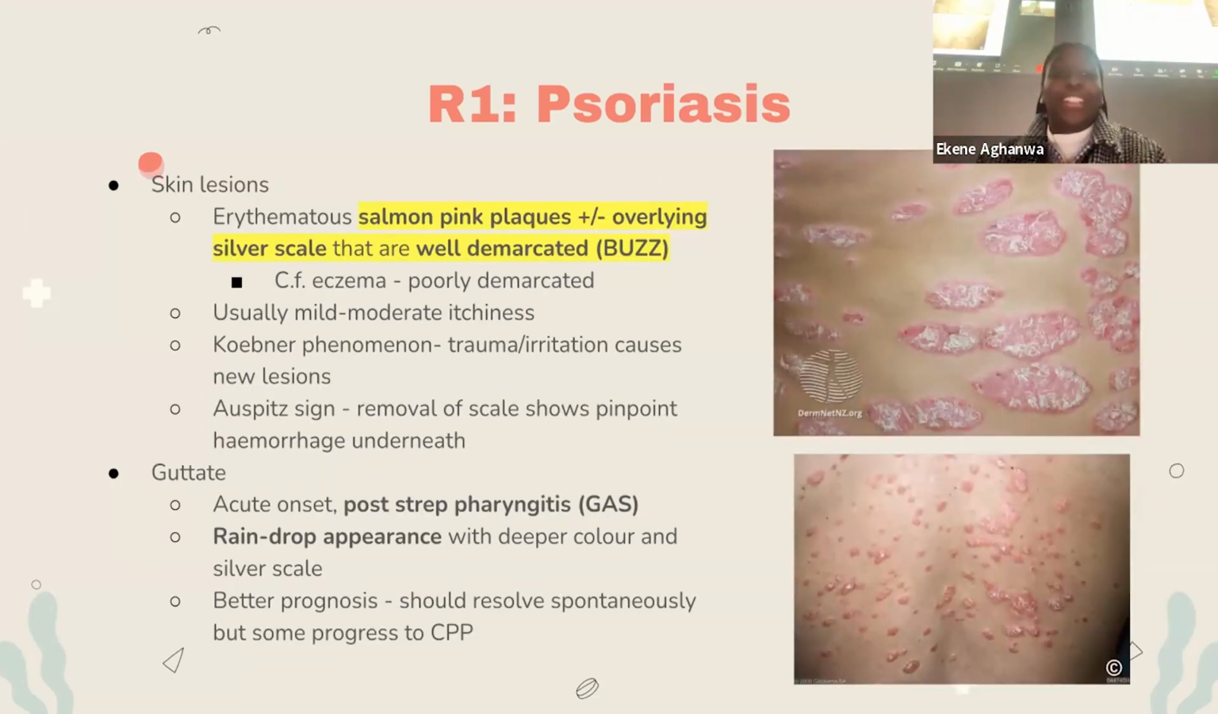Definitely pay attention to this, because they often describe psoriasis as erythematous salmon pink plaques with overlying silver scale that are well demarcated. That's in comparison to eczema, which is poorly demarcated. So you can clearly see where each lesion is. There's another type of psoriasis, probably not as important for you guys, called guttate psoriasis, and that's psoriasis that happens after a streptococcal infection.